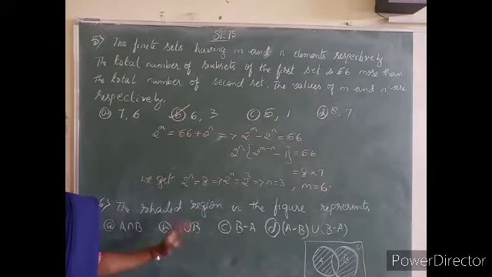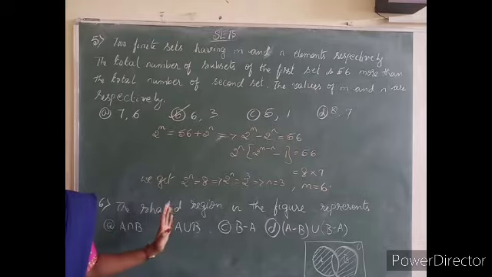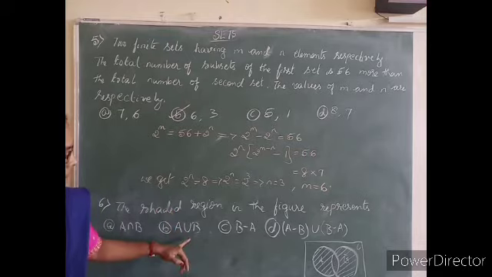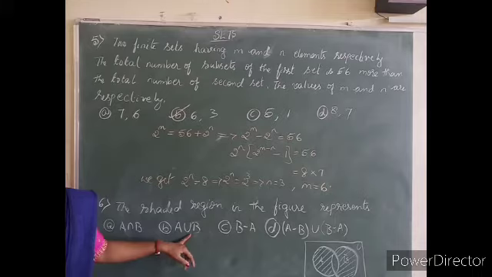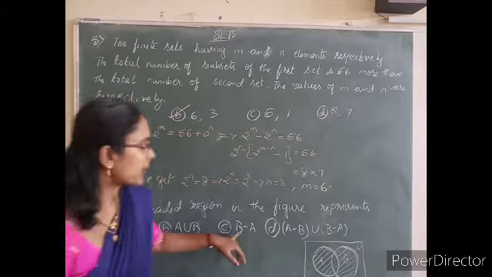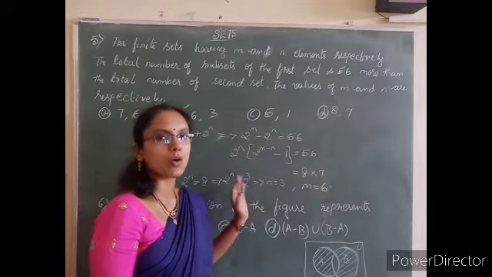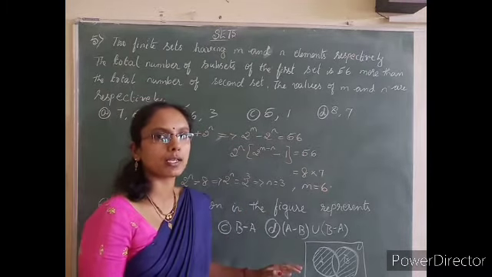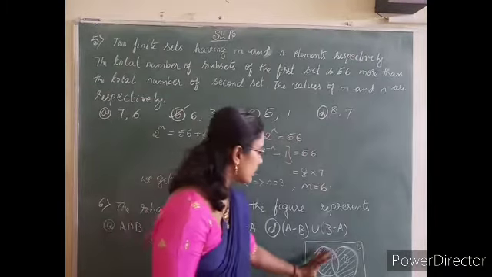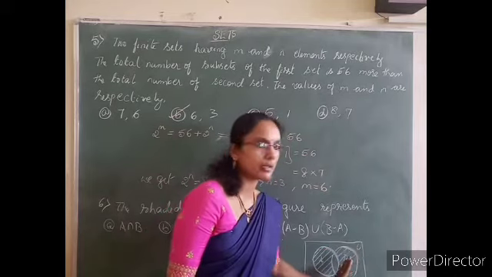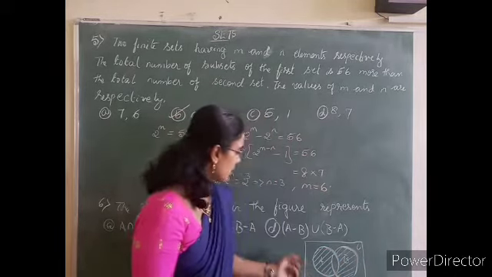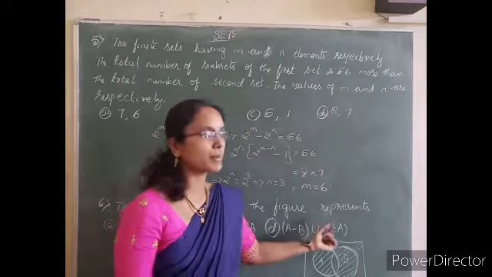A union B means all the elements of A and all the elements of B, neglecting the repeated elements; we write the repeated element once. B minus A means all the elements of B which are not in A. That means we have to shade the right side portion only. So A minus B union B minus A.